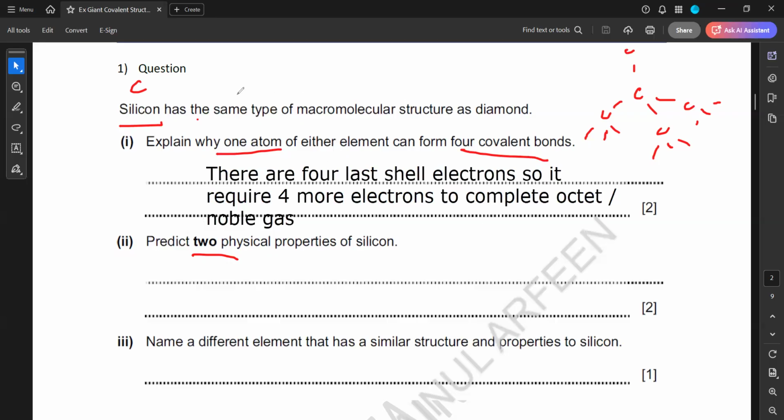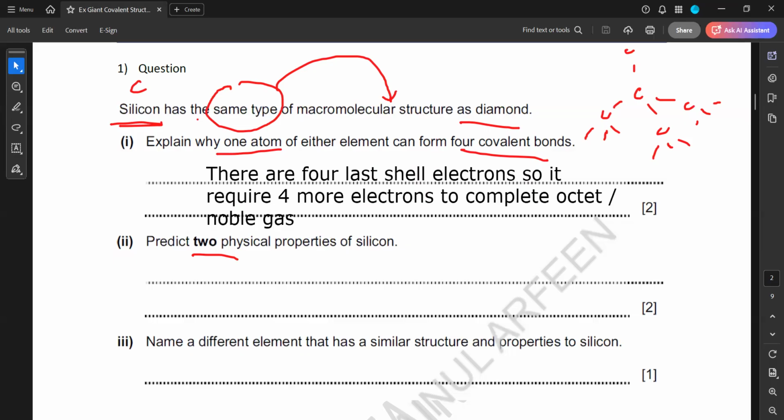Then predict 2 physical properties. So they give you the answer: they mention it has the same structure as diamond. So what are the physical properties of diamond? The same properties apply to silicon. We say diamond is hard, so silicon will also be hard. Diamond has a high melting and boiling point, so silicon will too. Diamond does not conduct electricity, so silicon is not a good conductor of electricity. Diamond is insoluble in water, so we'll also say it is insoluble.